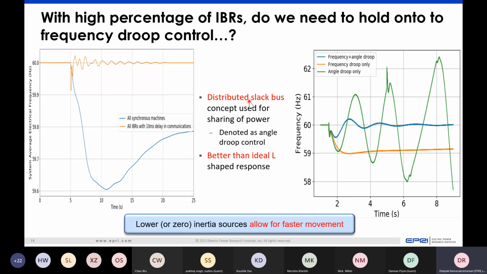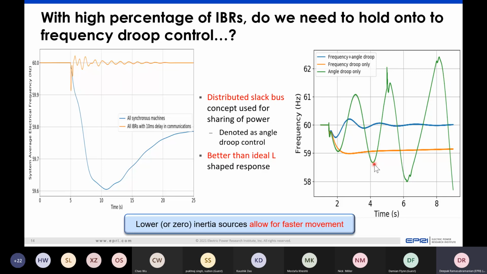You can apply that distributed slack bus concept into the dynamic domain also and bring about a sharing of power that then results in a much better frequency response or frequency control. It's even much better than the ideal droop response or L-shaped response that we have. And there are nuances involved there.